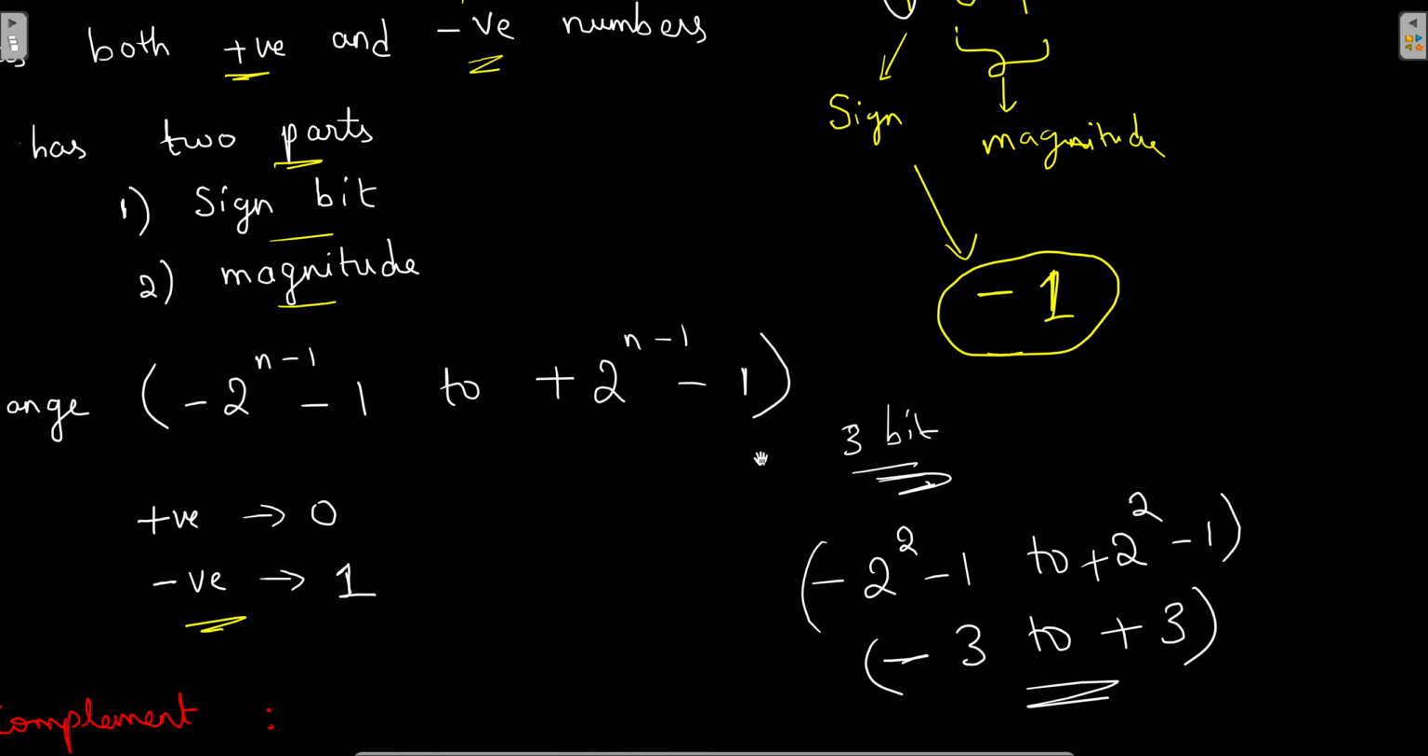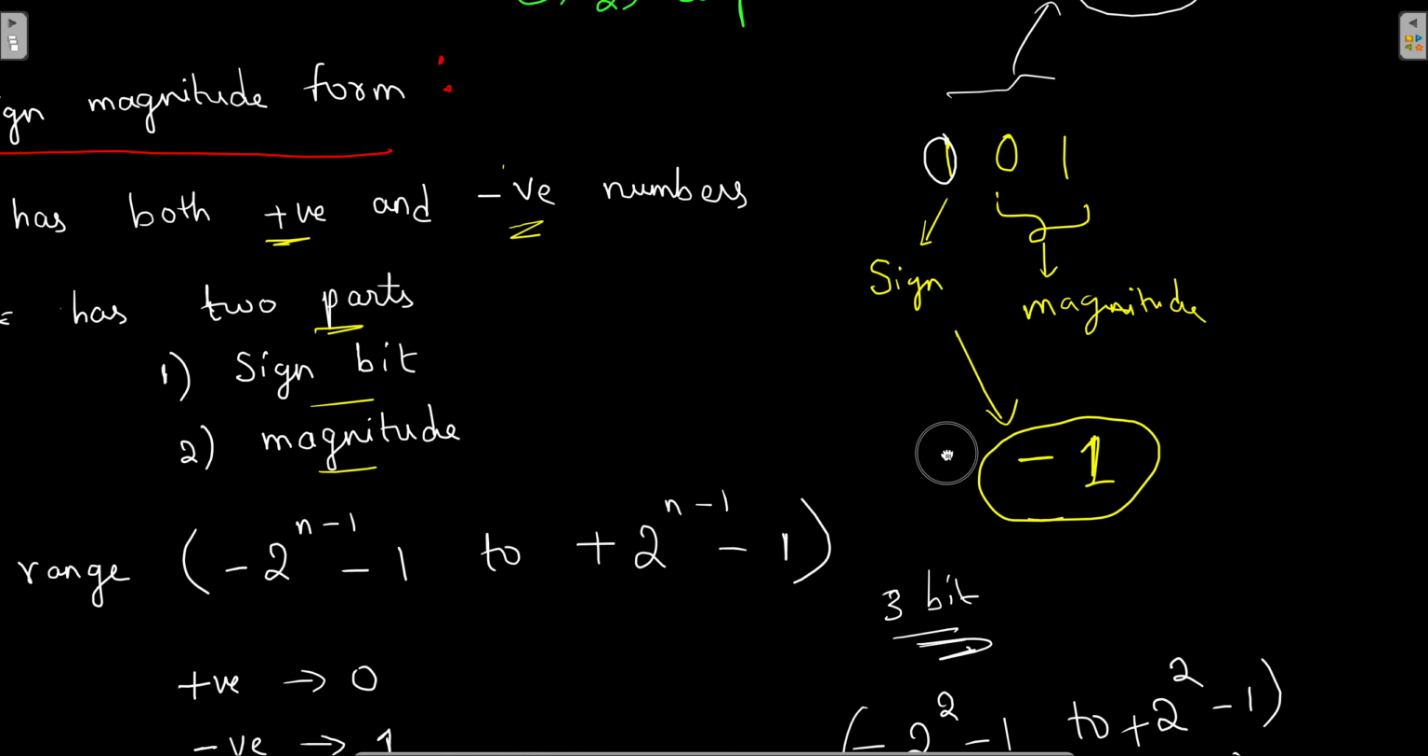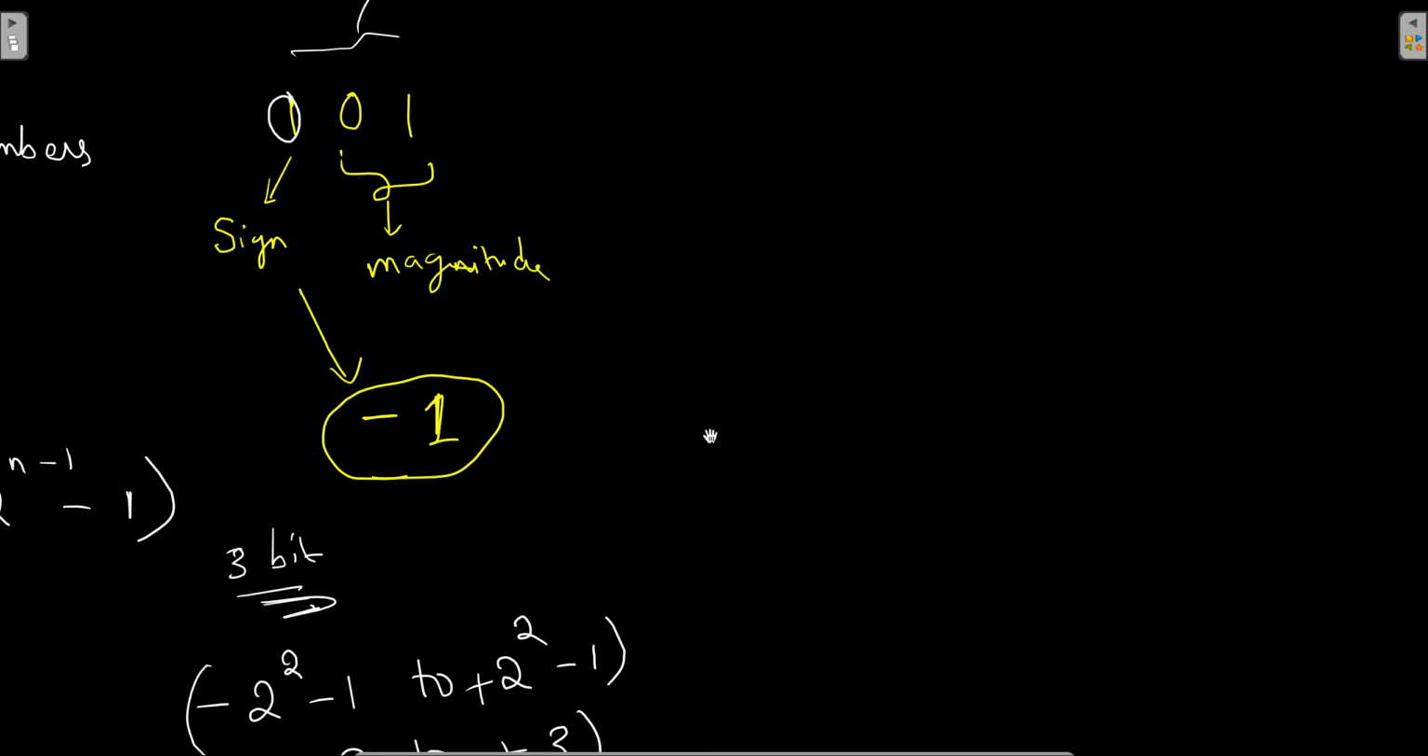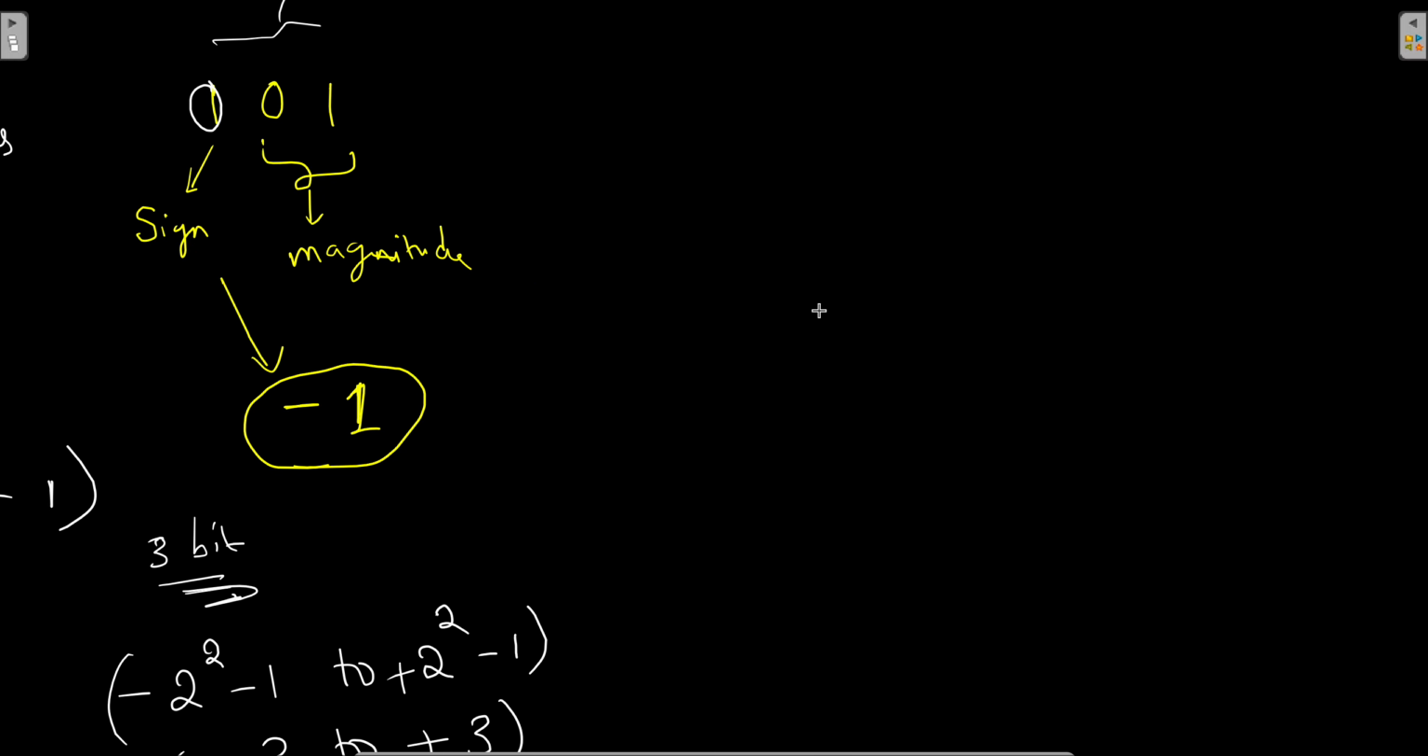Now coming to the drawback of sign magnitude form. I am taking one example: plus 0 and minus 0. For plus, I am taking the representation for plus 0 as 0.